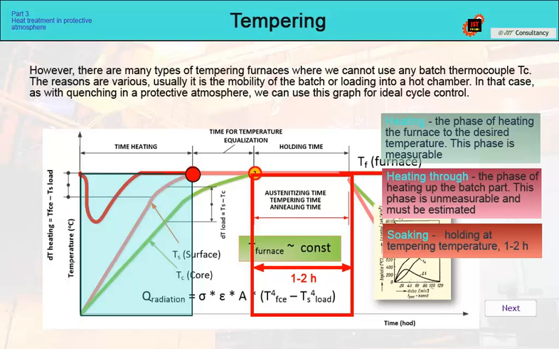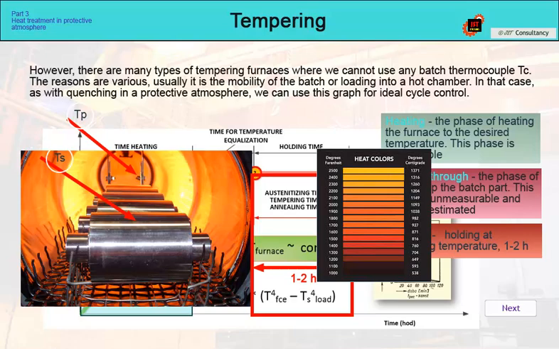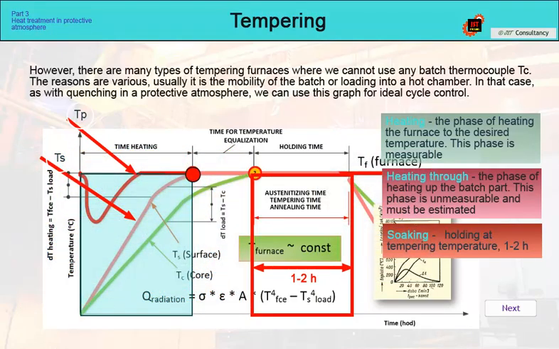We only see the moment when the furnace was heated to the required temperature, set point, but we do not have any information about the batch and its surface and core temperatures. If we temper above 500 degrees Celsius, then, theoretically, the surface of the batch already emits visible dark red light, and if we have a viewing window into the furnace, we can control this moment. However, we usually do not have such an opportunity.